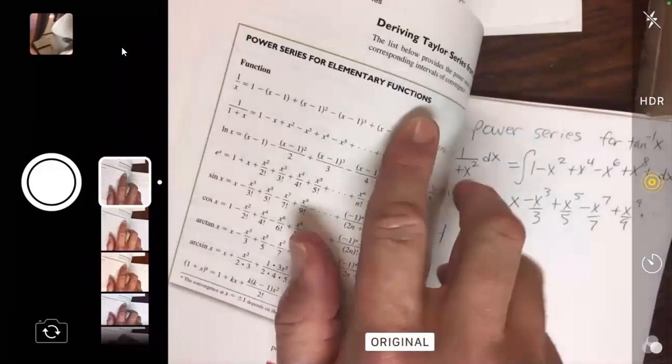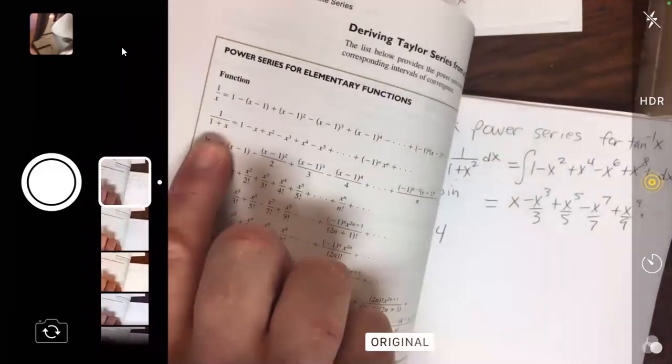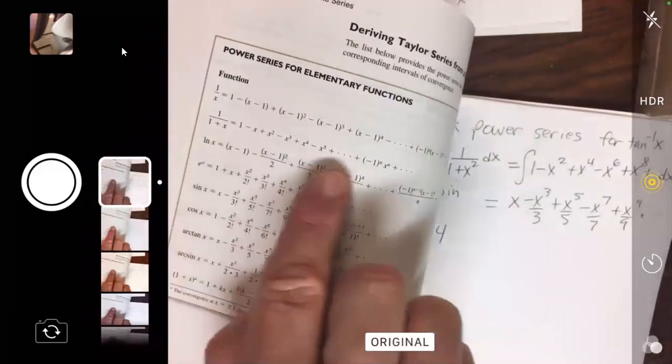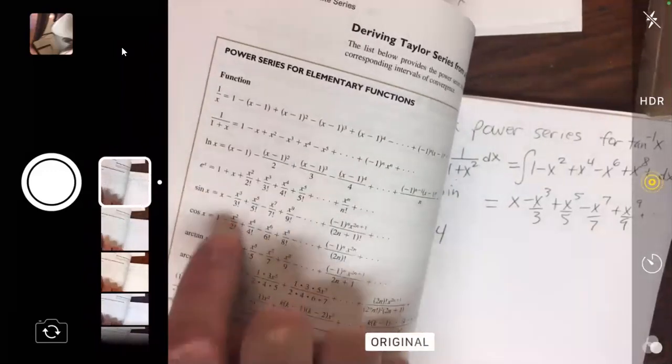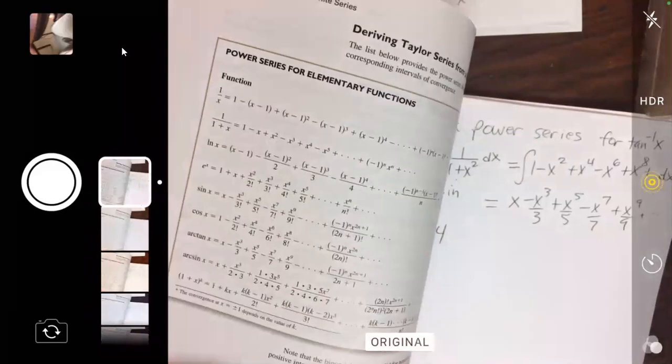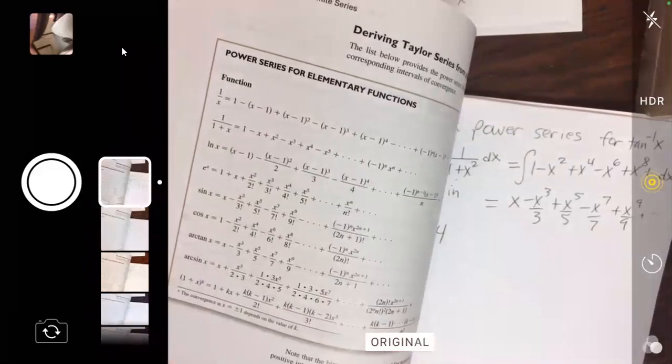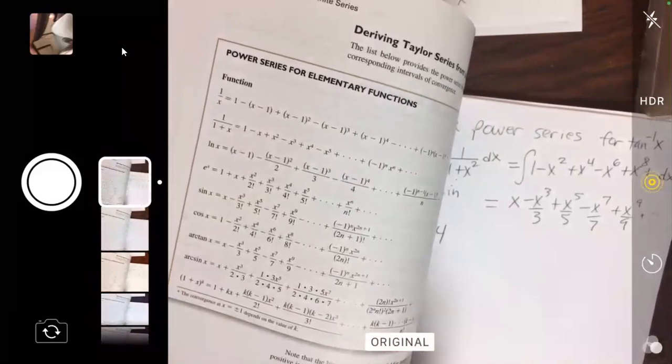Power series for elementary functions. 1 over 1 plus x, right there. That is your formula 2 I showed you. You can do one for e, sine, cosine. I've just shown you arctangent, also one for arcsine. The very last one's called binomial. That works a little different. We'll show you that here in a minute.